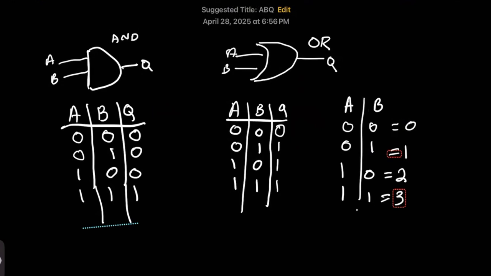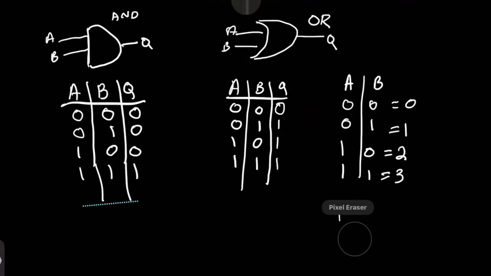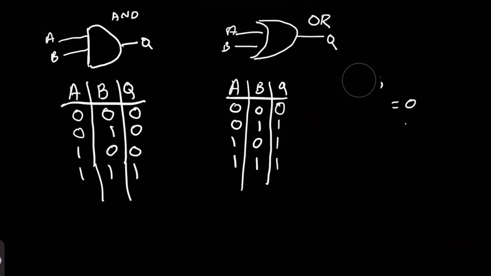Yeah, 1, 1 is 3, right? In binary, 1, 1 equals 3. Does that make sense, or do you want me to explain why 1, 1 equals 3? No, it makes sense. Okay. If something doesn't make sense, let me know.